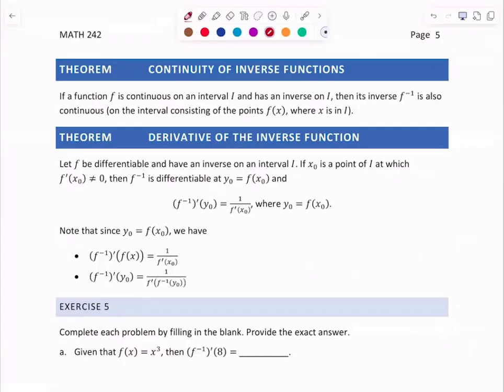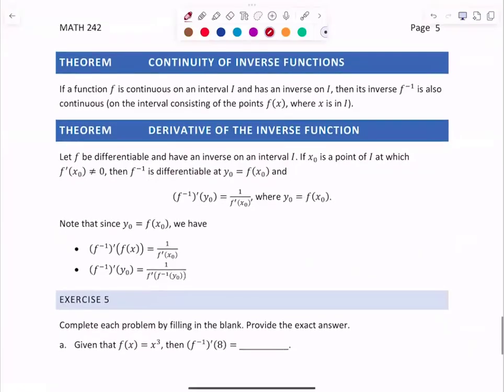Before we move on to the next topic, are we good so far? Because all the way up to here is like a review of some of the one-to-one concept and so on. All right. Mark this one, and that's the only new concept for this section. So that one is new. It's called the derivative of the inverse function.